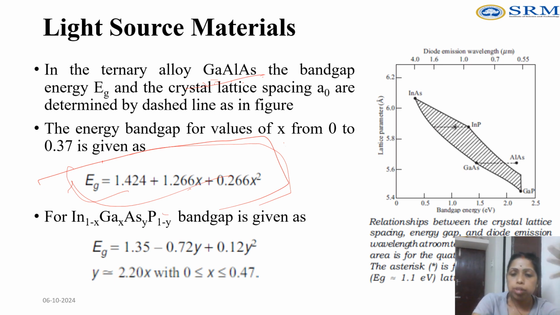And if two different kinds of molar ratios are there, that is 1 minus x, x, y, 1 minus y, first there is a relationship between x and y. Then you need to calculate the band gap where the band gap is related to y only, not x. Indirectly, it is related to x. For this kind of material, if you want to calculate the band gap, we need to use this formula. Here you can see the lattice parameter versus band gap graph.